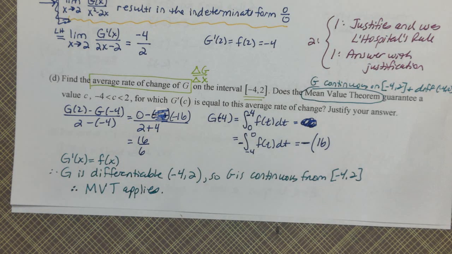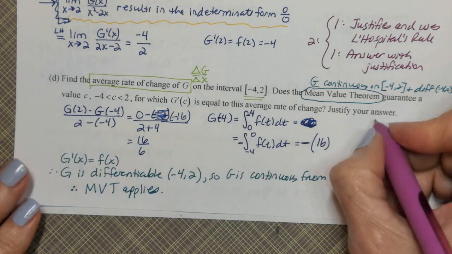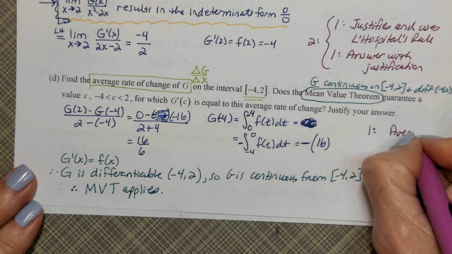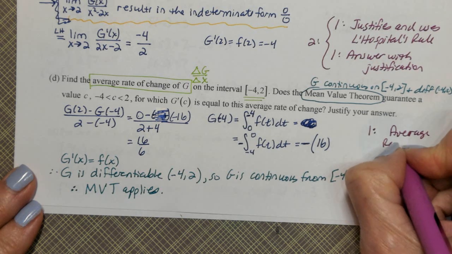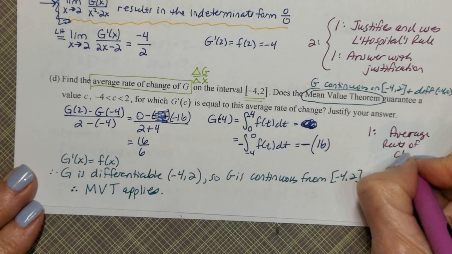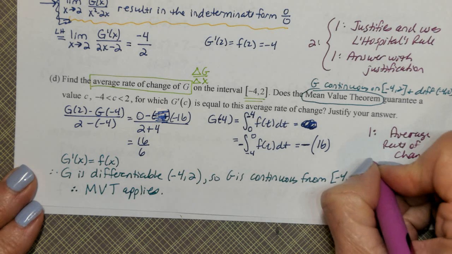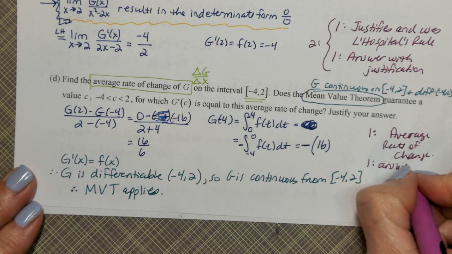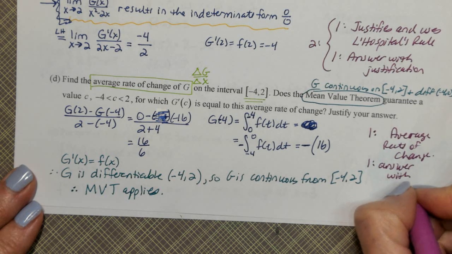So they awarded 2 points for this. 1 point for the average rate of change, one point for the answer to the MVT question. I'm just going to call that answer with reason.